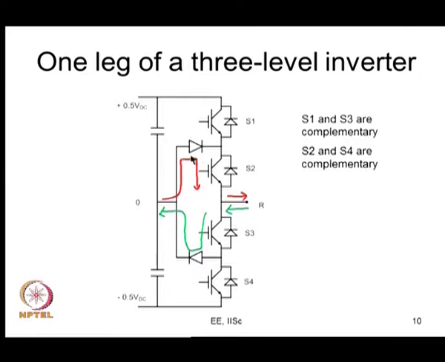Sometimes there are also cases where instead of these diodes, active switches are used. In that case, somebody may call it an active clamped 3-level inverter, but that is something we are not looking at now. So this is called a neutral point clamped inverter, or diode clamped inverter, or 3-level inverter. These are the different names now.